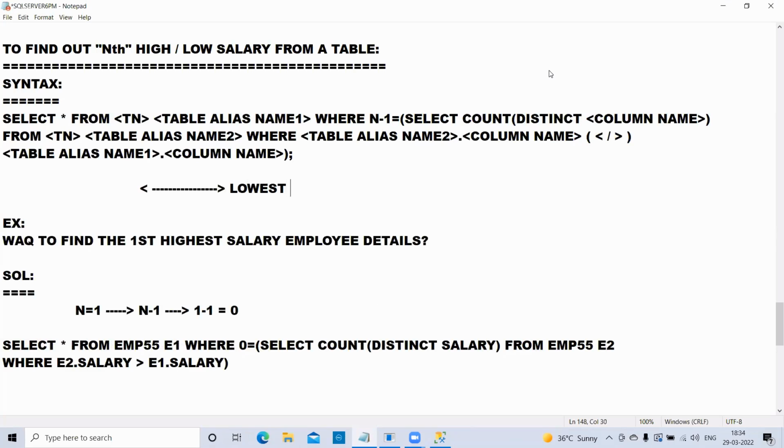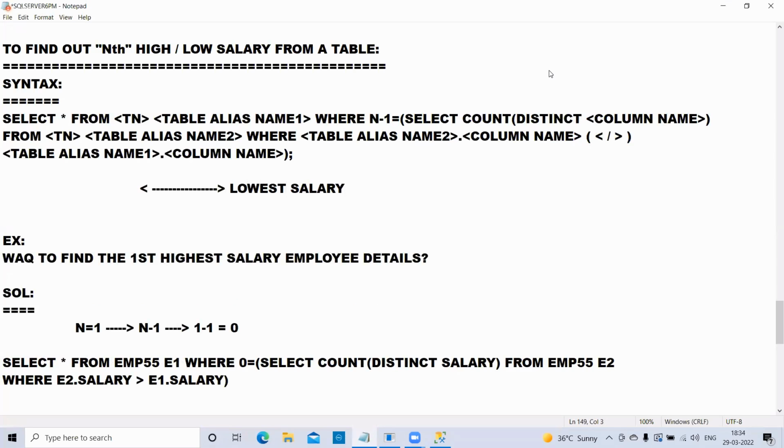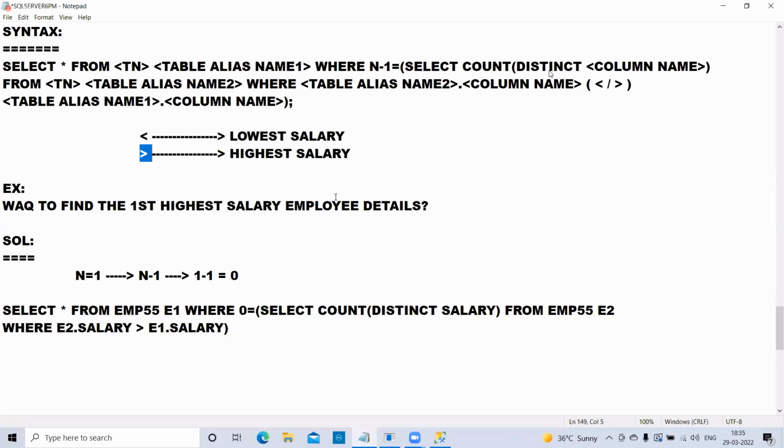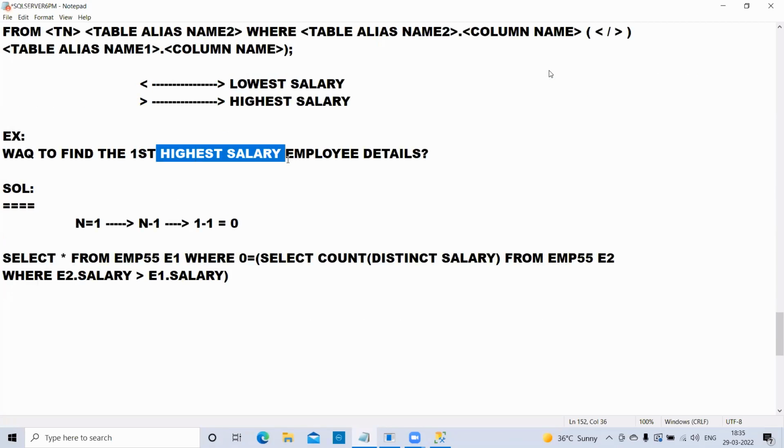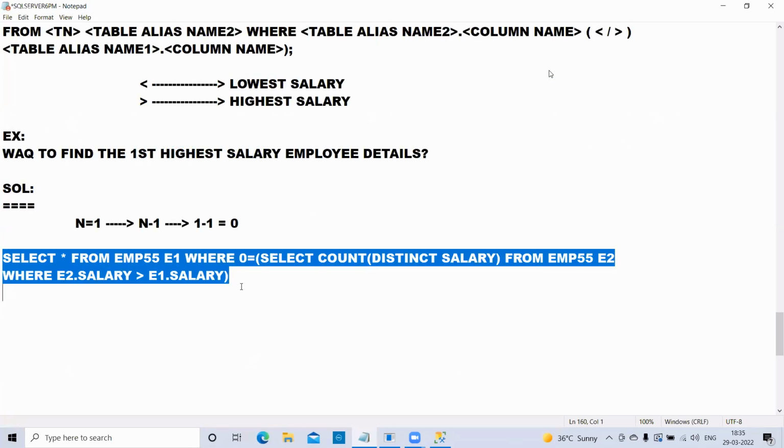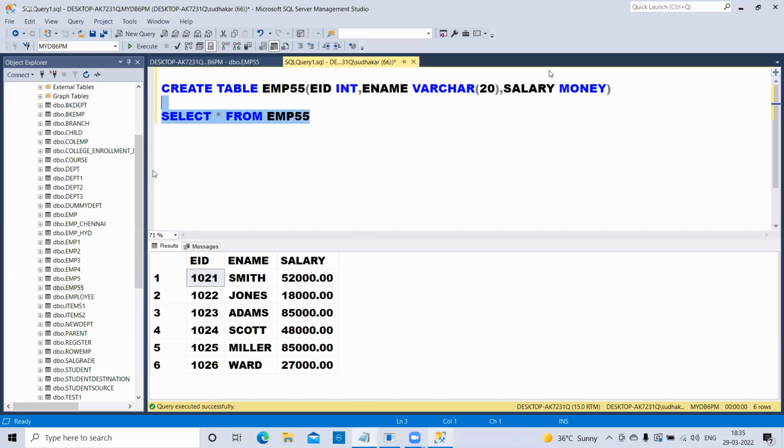So when you want to find the lowest salary, you can use less than. When you want to find the highest salary, you use the greater than symbol. It depends on which salary you are finding: lowest means less than, highest means greater than. Here I need to find the highest salary, so that's why I have taken the greater than symbol. I take the same query, execute it, and see what happens.